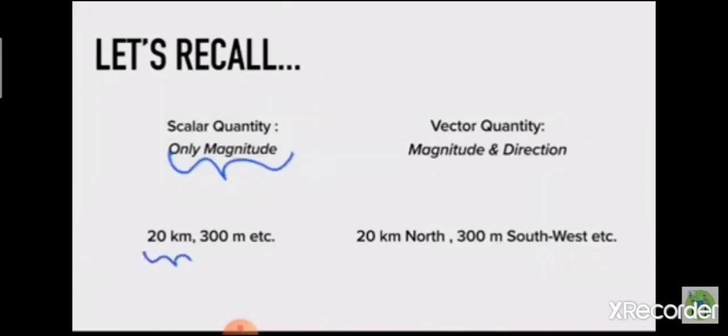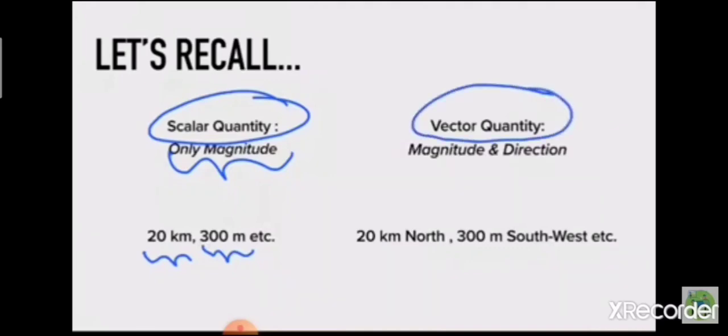I have already explained to you that magnitude means only a number. So distance has only a number. We have already learned about distance and displacement, and we know the examples of scalar and vector quantity. Here you can see examples are given: 20 kilometer, 300 meter, etc. in scalar quantity. So distance will come under scalar quantity.